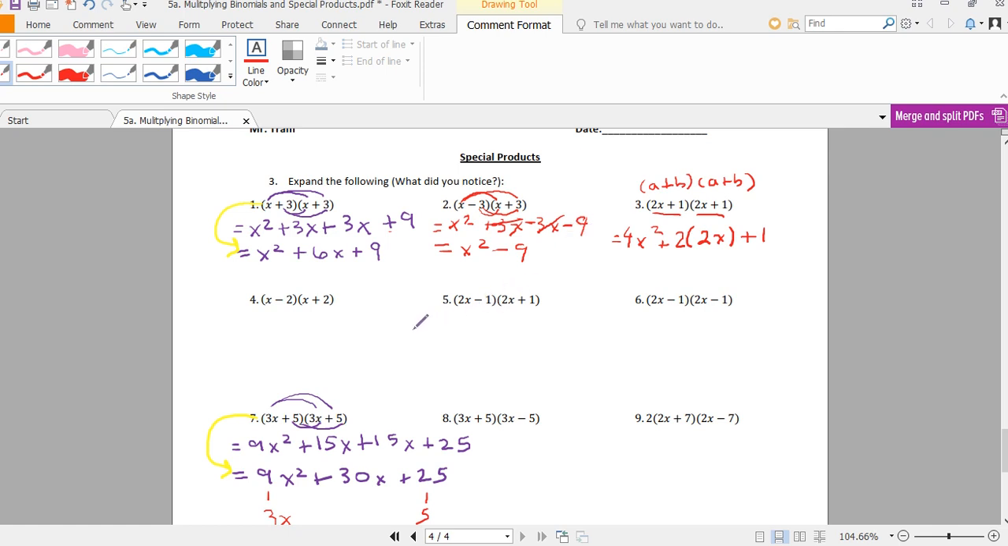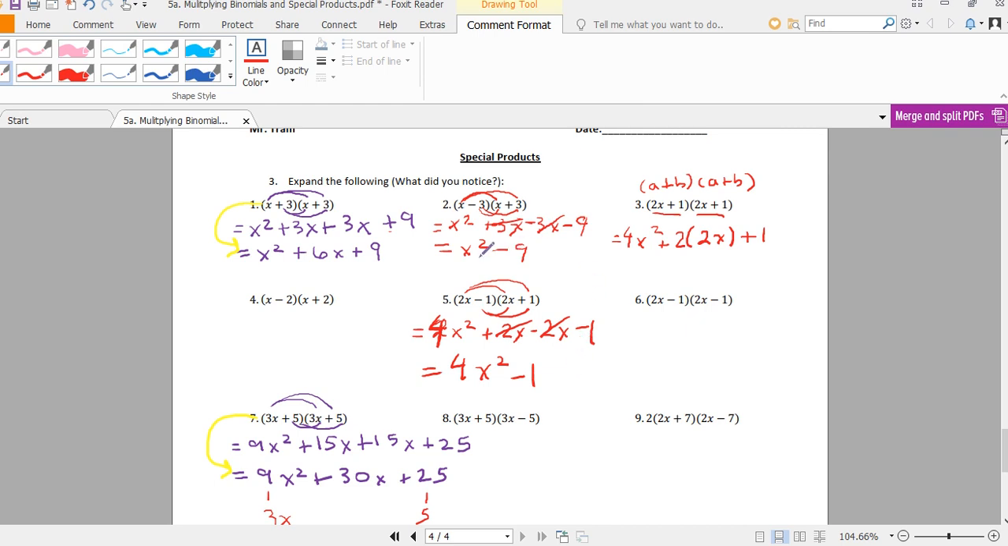Okay, let's take a look at this one. x times 2x is... 2x times 2x is 4x squared. 2x times 1 is plus 2x. Negative 1 times 2x is negative 2x. And then negative 1 times positive 1 is negative 1. Oh, again, plus 2x minus 2x. Doesn't that cancel? Sure does. And then I'm just left with 4x squared minus 1.